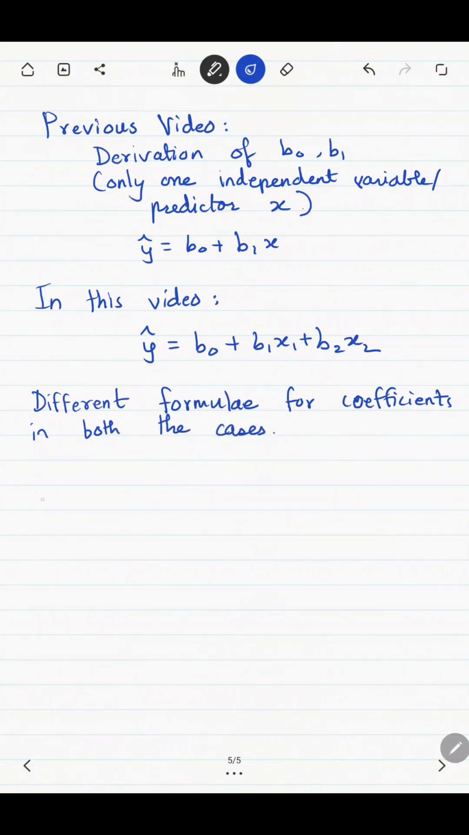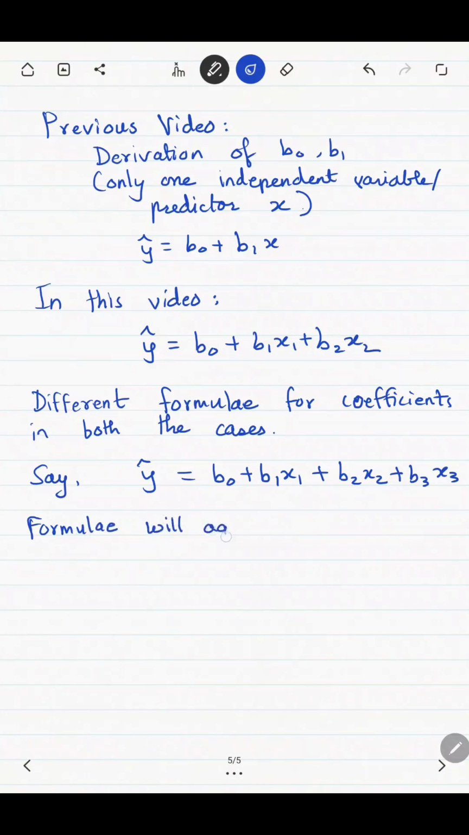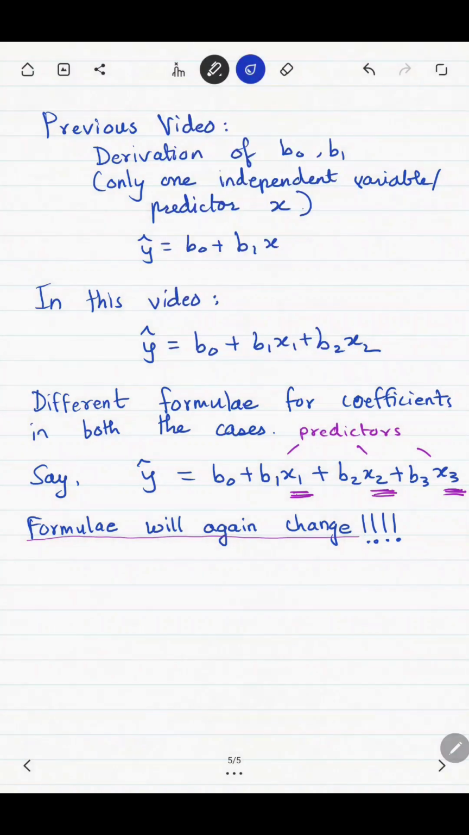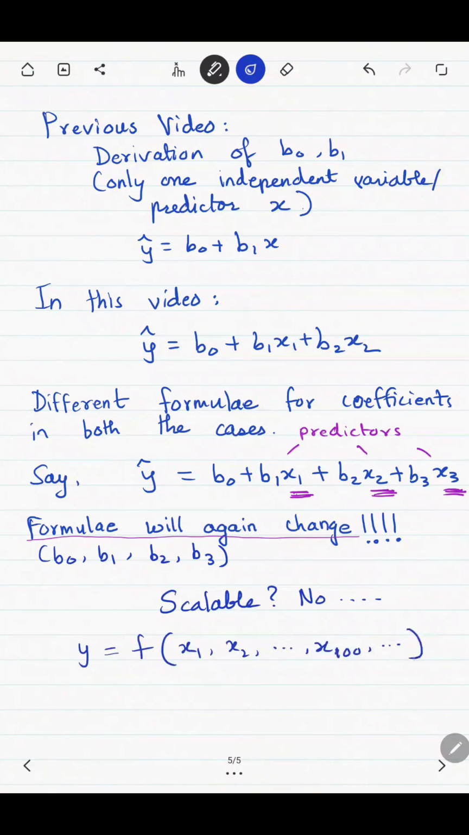If we take three predictors or three independent variables, so the output or the dependent or outcome variable y as a function of the independent variables, let's say x1, x2, x3, or the predictor variables x1, x2, x3, then we'll again have a different set of formulae, closed form formulae for b0, b1, b2, b3. Is it sustainable? Is it feasible? Is it computationally good? Because in real life, we can have hundreds of features, and it's not very efficient to have different formulae for different number of variables, different number of predictors, right?